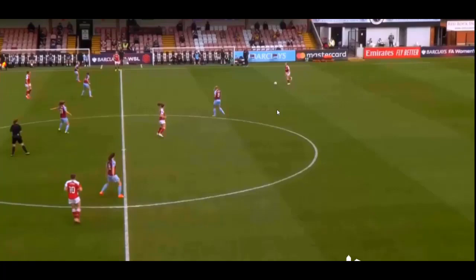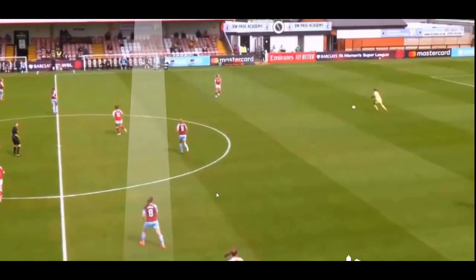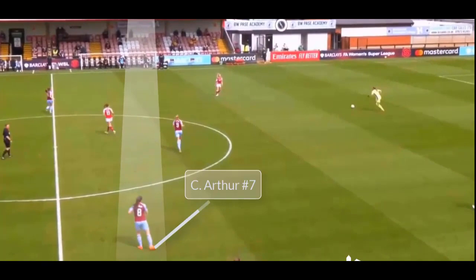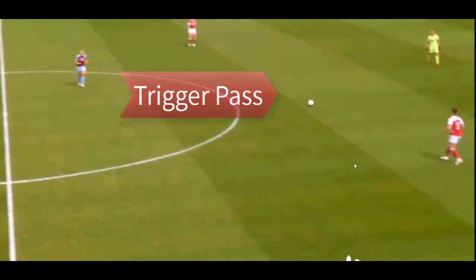So you can see our 5-4-1 structure, engagement line on the halfway line. And we can see now the role of our right centre mid. Her positioning is crucial to the success of this particular plan. Here, the left back is quite wide. We've got a trigger pass here.